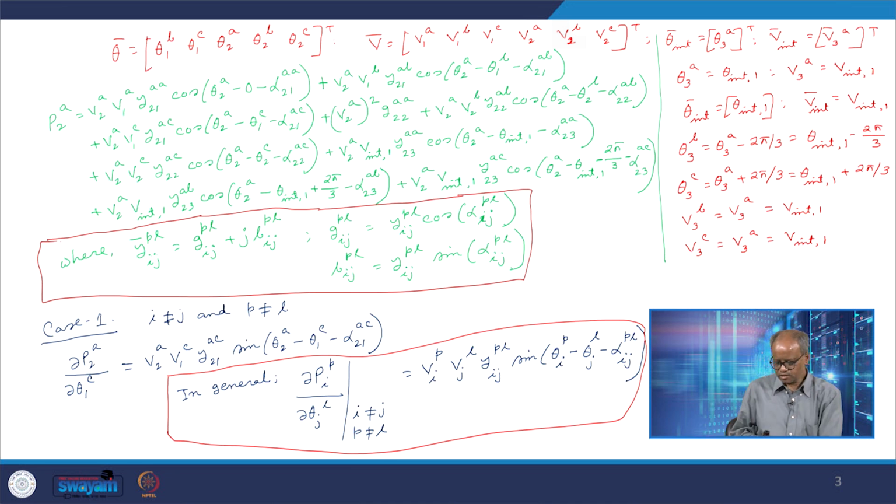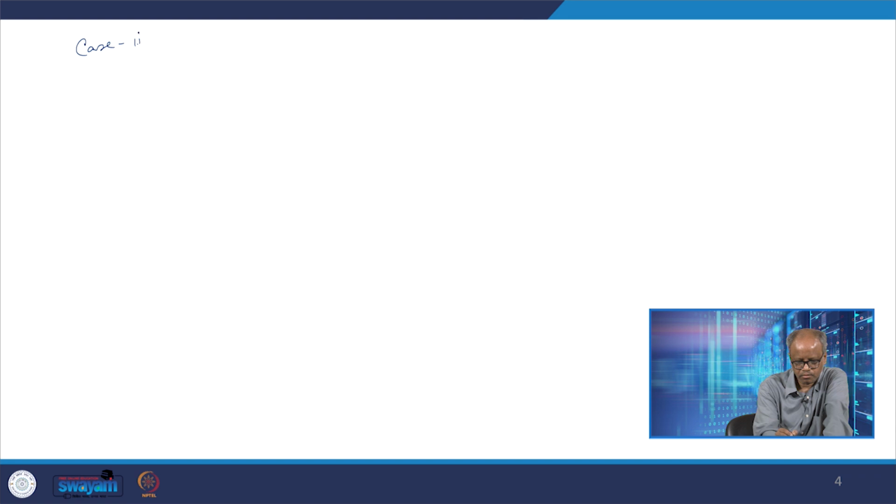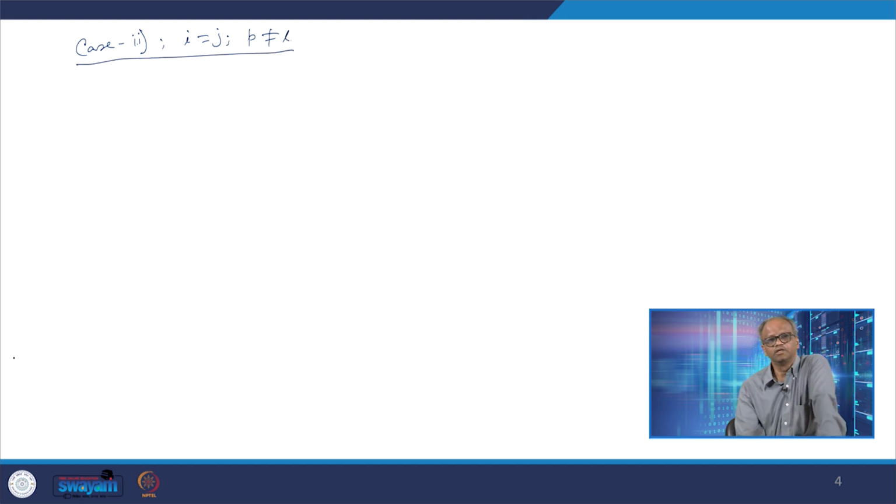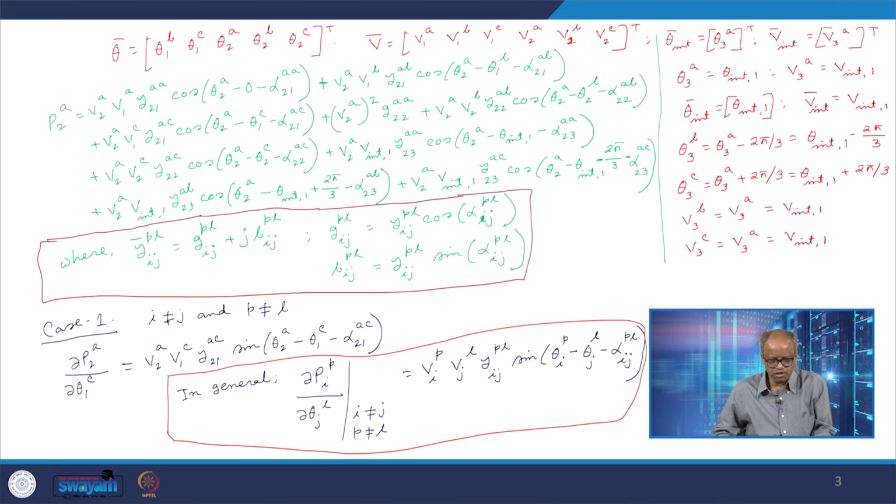Right. What is case 2? Case 2 is i is equal to j and p not equal to L. That is what we said: i is equal to j, p is not equal to L. So therefore, P2A, say with theta 2B, i is equal to j, but p is not equal to L. So that means the bus indices i and j are the same, but the phase indices are not the same. So let us see how many terms have theta 2B.